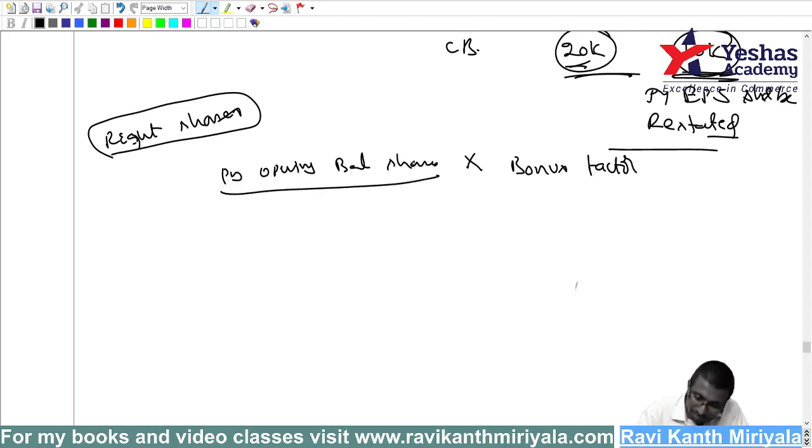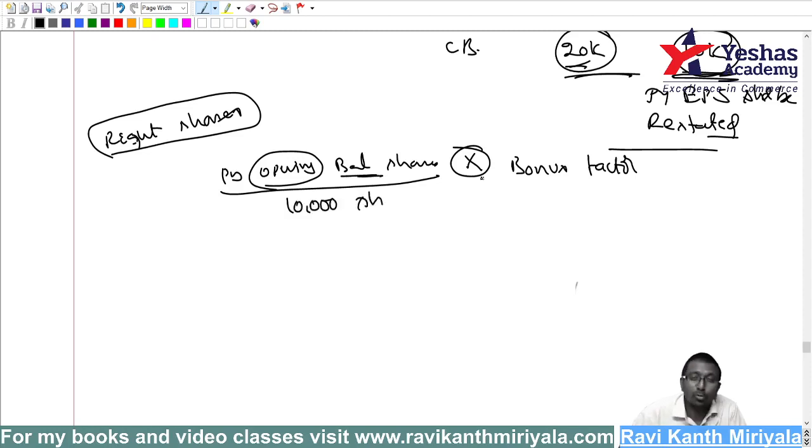Previous year number of shares, the opening balance, how many were there? Sir, I had 10,000 shares. 10,000 shares, multiply with bonus factor. And the procedure is the same. That's it. Okay, sir, what do you mean by bonus factor?